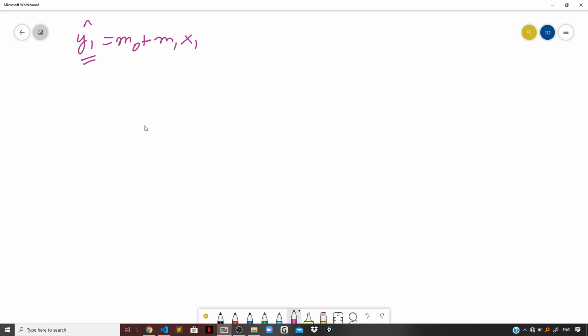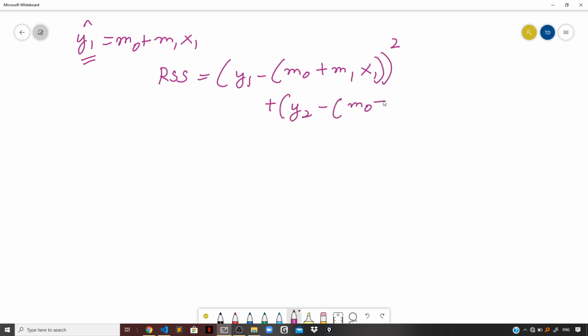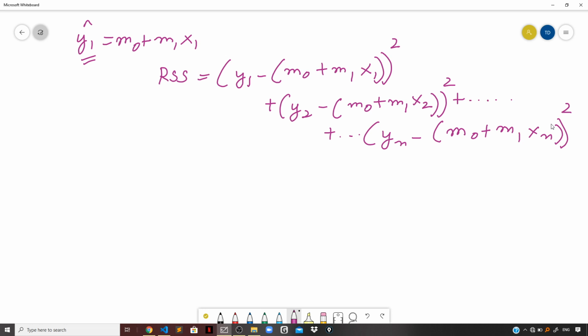So we can describe our RSS as y1, and plugging in the value of the predicted value, we can say y1 minus (m0 plus m1 x1) whole square, plus for y2 we can say again m0 and m1, which are our parameters of the model, and x2 whole square, plus, and keep on continuing this till yn minus (m0 plus m1 xn) whole square, okay. So our main goal is to estimate the value of these parameters, which are m0 and m1.